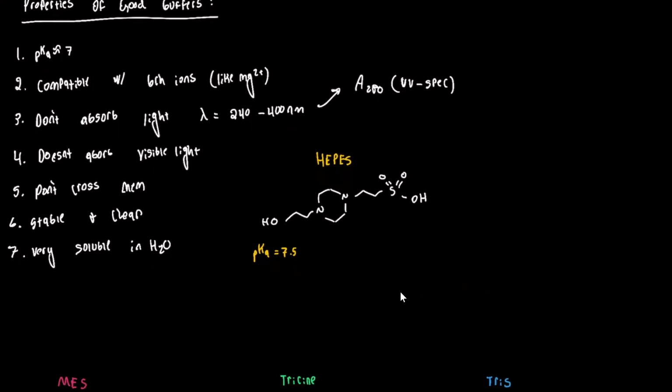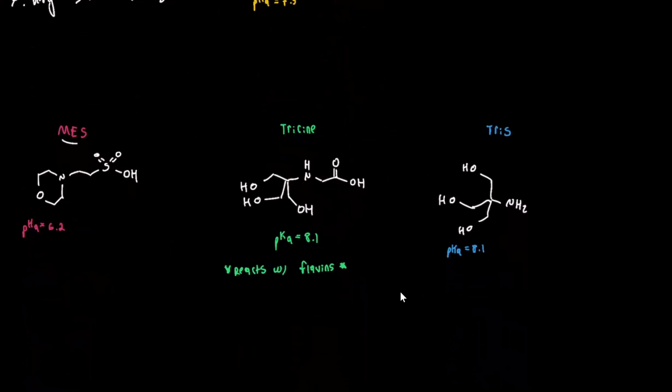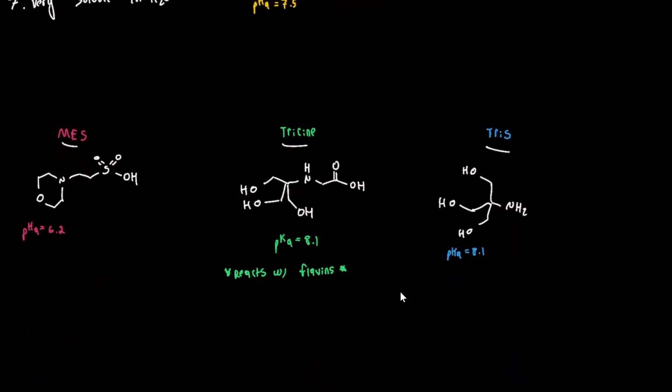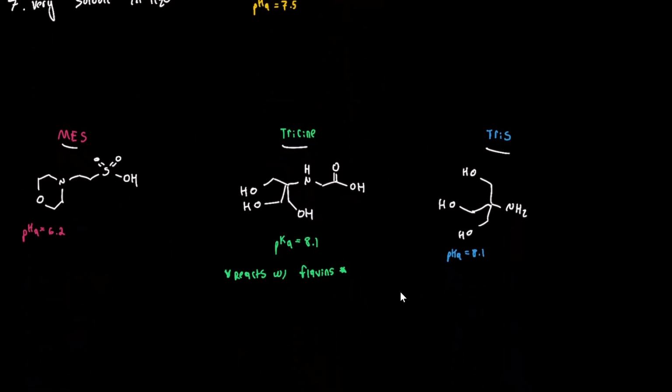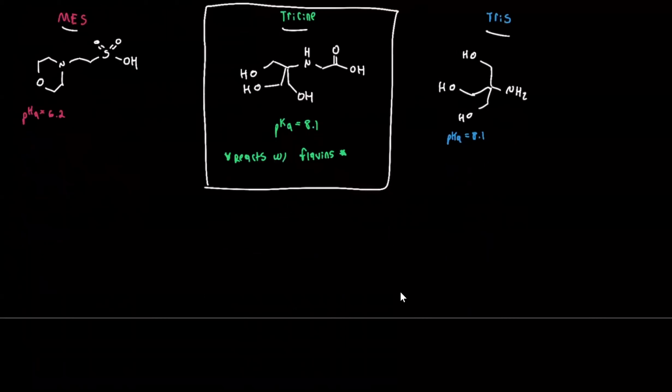And just to show a couple other good buffers, here's just a couple. So we have MES, Tricine, and Tris for an example. And just to attest to the point that I was saying before, that not one buffer is going to be good for every case scenario, I just included that Tricine will react with flavins. So if you have a compound with flavins in it, then obviously you should not be using Tricine. You should choose a different buffer. Okay, cool. With that, then we can move on to nucleic acid structure review.